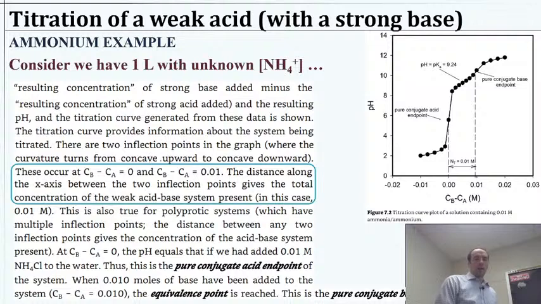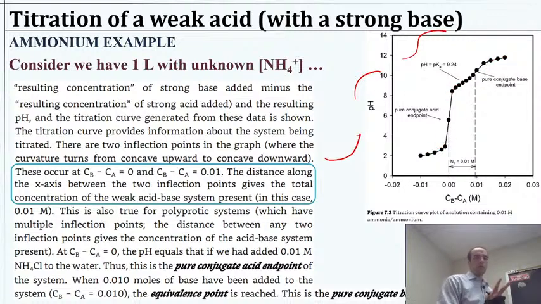The titration curve provides information about the system being titrated. There are 2 inflection points of the graph where the curvature changes from concave upward, looking like this, to concave downward, looking like this. There are 2 spots where it does that. So we have right here, and then it rose up to here and started going this way, and then it did it again. If we take a close look, that's kind of what we see.